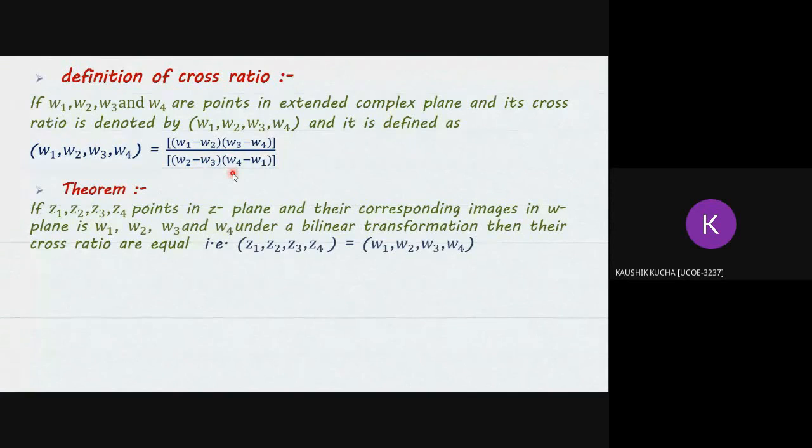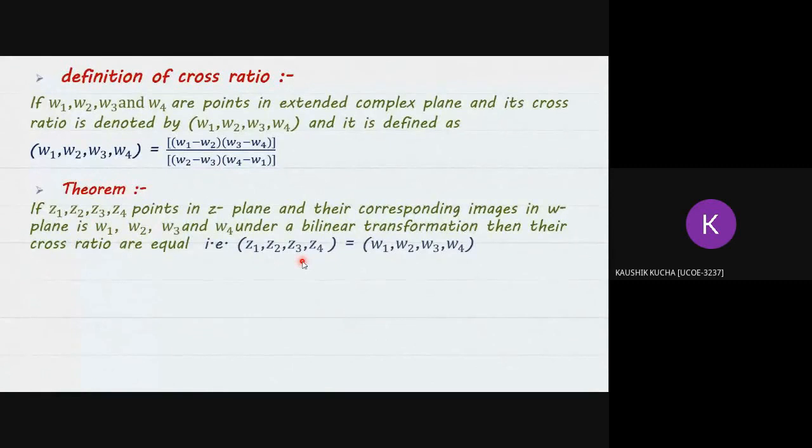The theorem proves that if there are 4 points Z1, Z2, Z3 and Z4 in the Z plane and the corresponding images in the W plane are W1, W2, W3 and W4 under a bilinear transformation, then their cross ratios are equal. That is, according to this theorem, cross ratio is invariant under bilinear transformation.